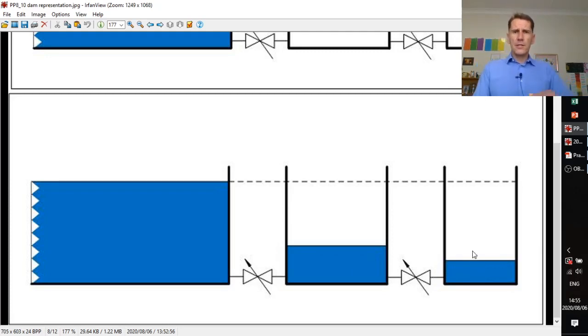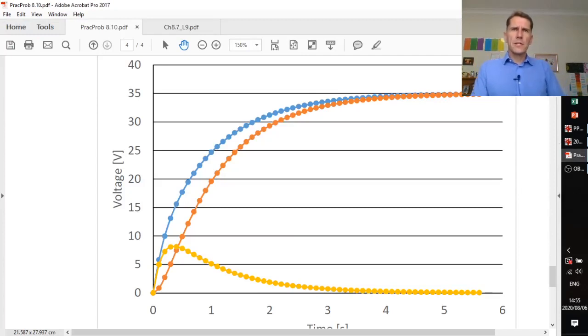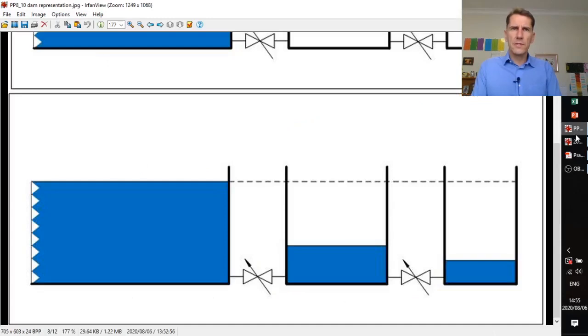catching up. Just like those two curves, which one is it now? This one. Just like these two curves, they start catching up with each other. In the same way, those two dams will start catching up, and eventually, once they are filled up, they can't fill up beyond the level of that dam. All right, that I think everybody can understand. So they can't fill up beyond 35 volts, or in this case, whatever the height of that dam is.